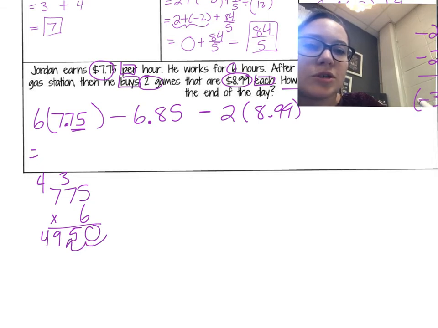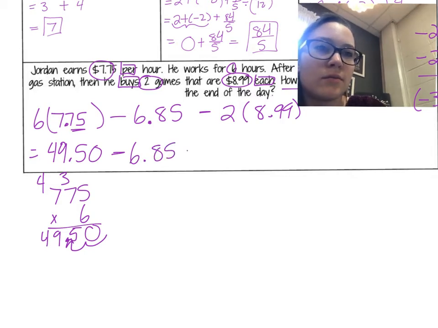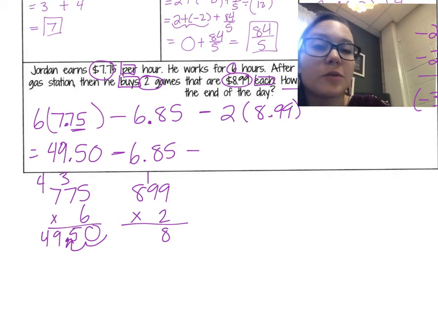And there's 2 numbers after the decimal. So we're going to go 1, 2. 2 numbers after the decimal. So this is 46.50 minus $6.85 minus, we're going to take $8.99 times 2. 2 times 9 is 18, carry the 1. 2 times 9 is 18, plus 1 is 19, carry the 1. 2 times 8 is 16, plus 1 is 17. There are 2 numbers after the decimal place, so I'm going to go back 2 spaces.